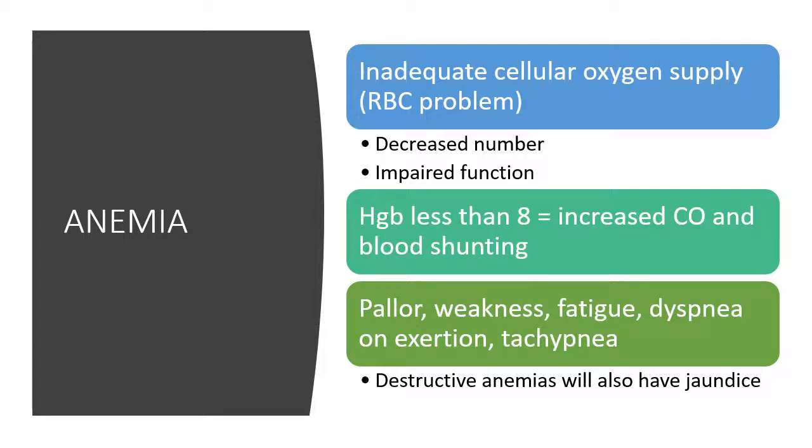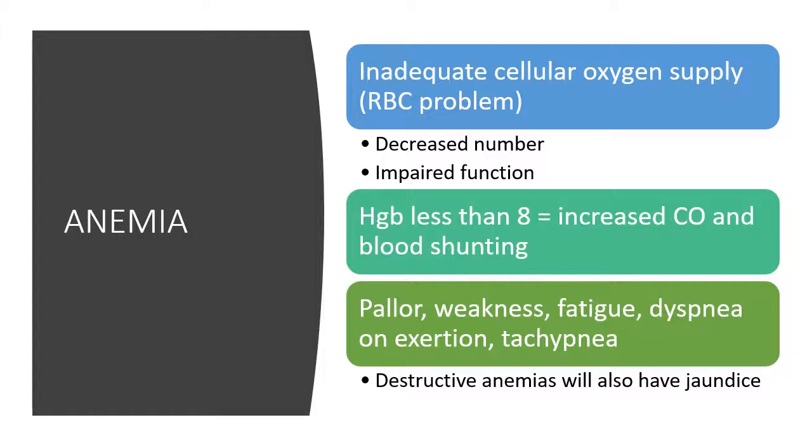Typically, if there's a hemoglobin less than 8, this causes an increased cardiac output, so an increase in heart rate, as well as activation of the RAS and the sympathetic nervous system, which causes vasoconstriction and blood shunting away from the non-essential organs.